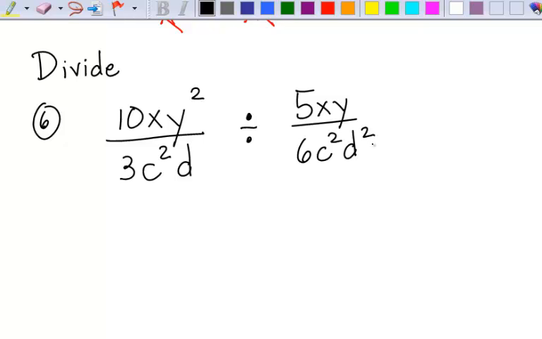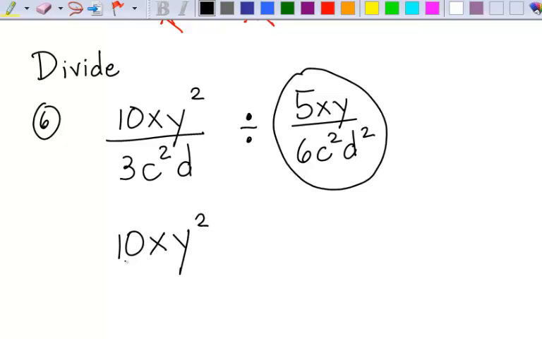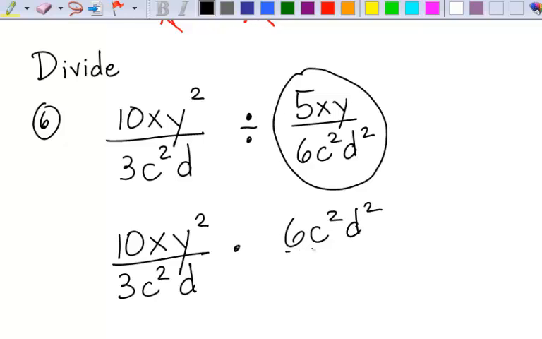The only difference on division, when you divide rational expressions or fractions, you invert the second fraction. You've got to turn it upside down. So rewrite it. The first fraction stays the same. Times. So then we have, you invert and multiply. So you change that to a times sign. And up in the numerator we have 6c squared d squared over 5xy.